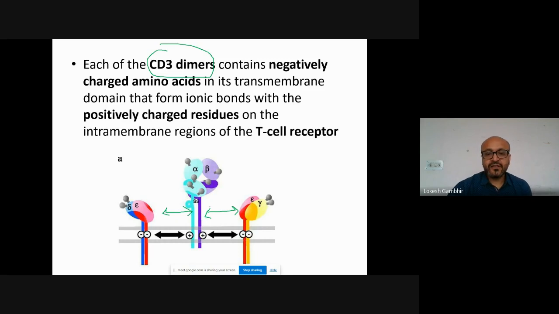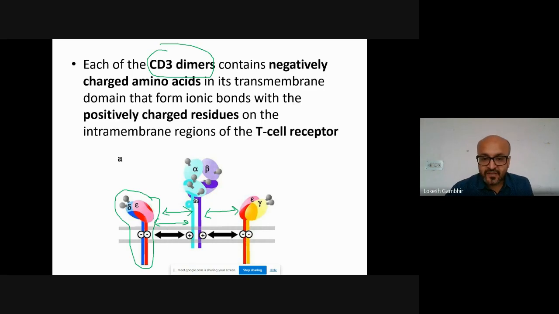Now, how? The T cell receptor is positively charged, whereas the CD3 molecules are negatively charged. So there is an association, an ionic interaction, that is always there to hold the complex together. It will not let the CD3 molecule sway away in the membrane part.